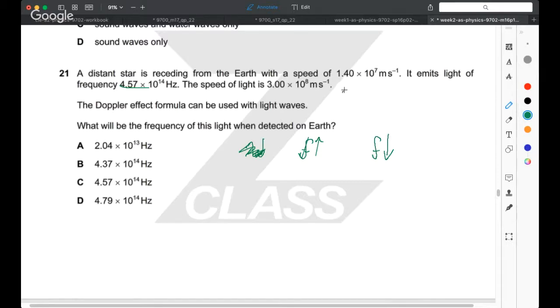Here we'll call the velocity v, and it's 1.40 times 10 to the something meters per second. You have the frequency, 4.57 times 10 to the 14 hertz, and the speed of light, c, 3 times 10 to the 8 meters per second.